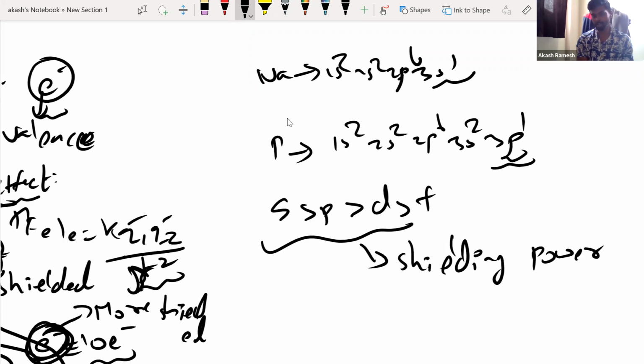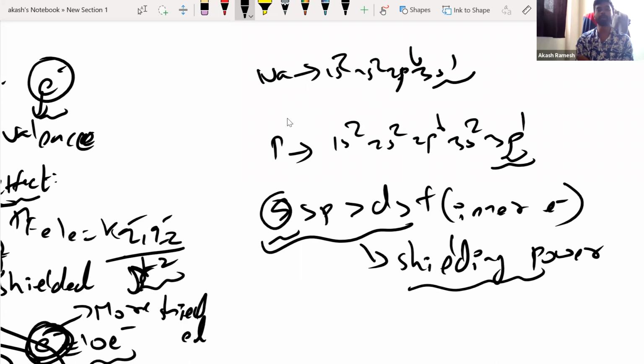What I'm trying to tell you is that if the inner electron is in the s orbital, I'm talking about the inner electrons, again I repeat, then it will have more shielding power than electrons in the p orbital. Same way, if the inner electrons are in the d orbital, they will have lesser shielding than the inner electrons in the p orbital. Same goes with d and f.